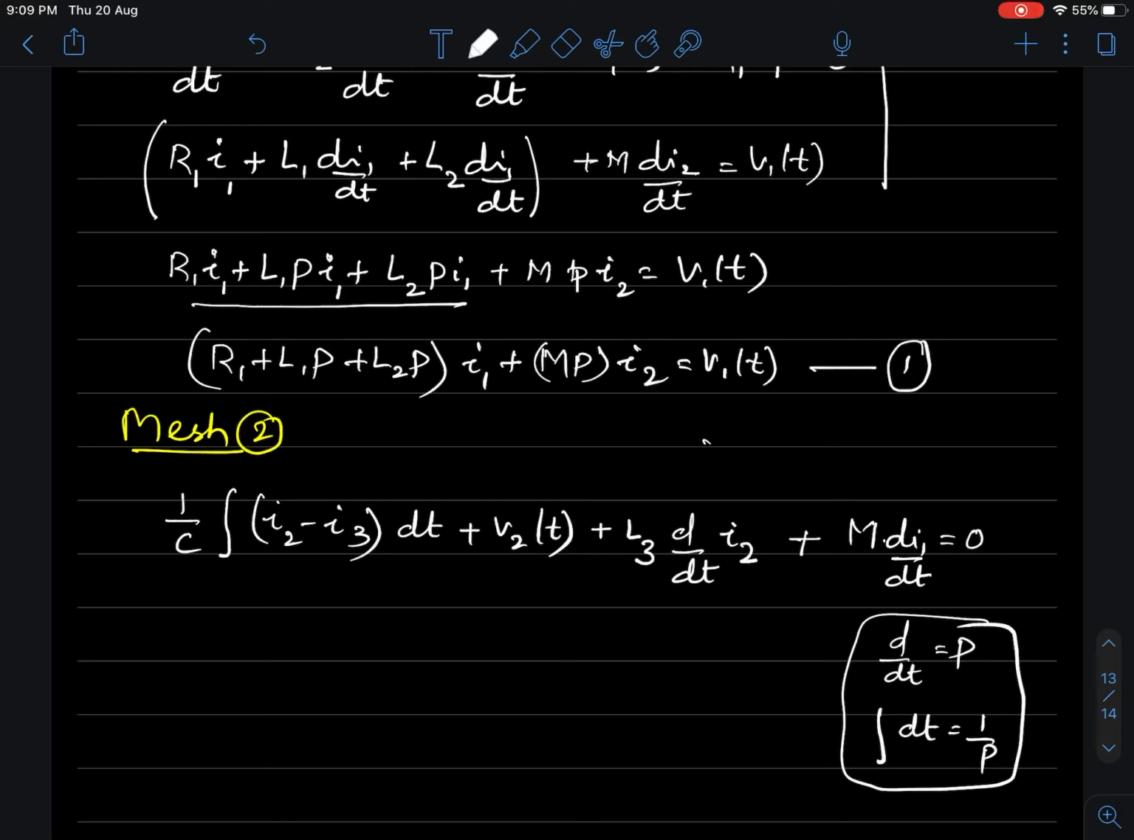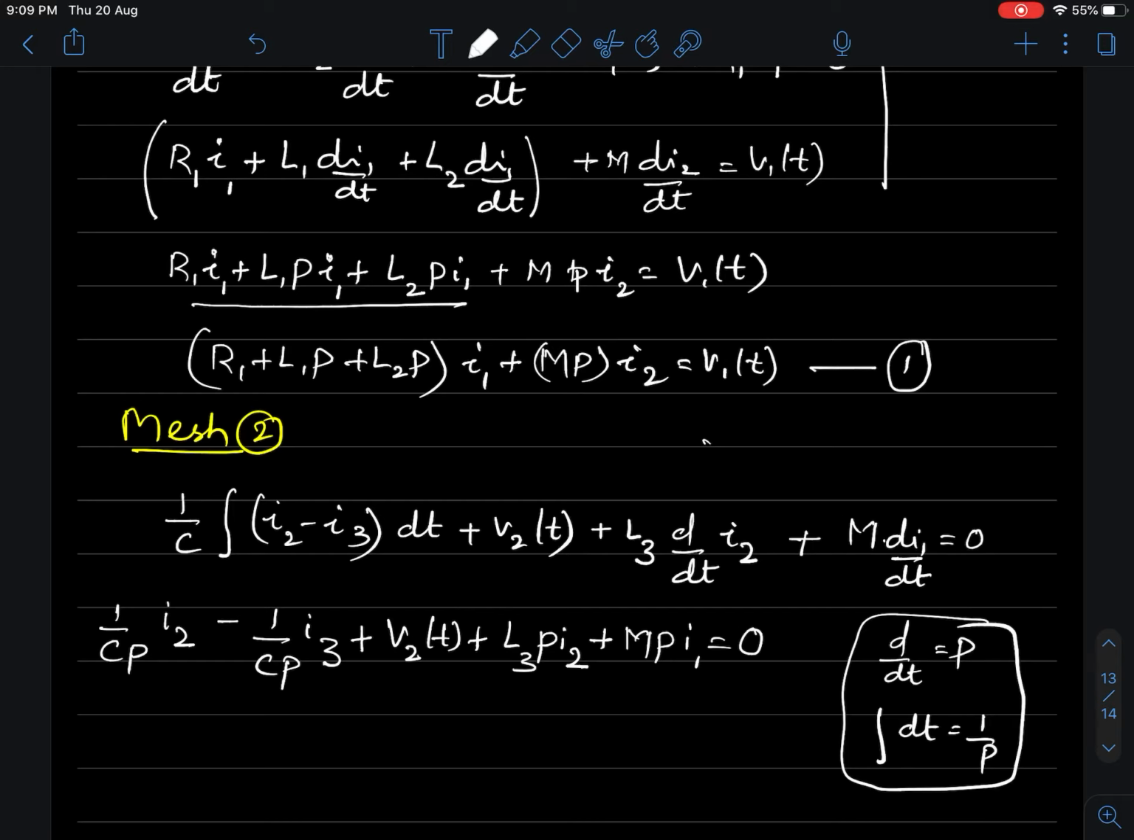So this is going to be 1 by C into p, because the integral I have replaced by p, and this is my I2. I am opening up the bracket, 1 by Cp into I3 plus V2 of t as it is, plus this is L3p into I2 plus M into p into I1 equal to 0.